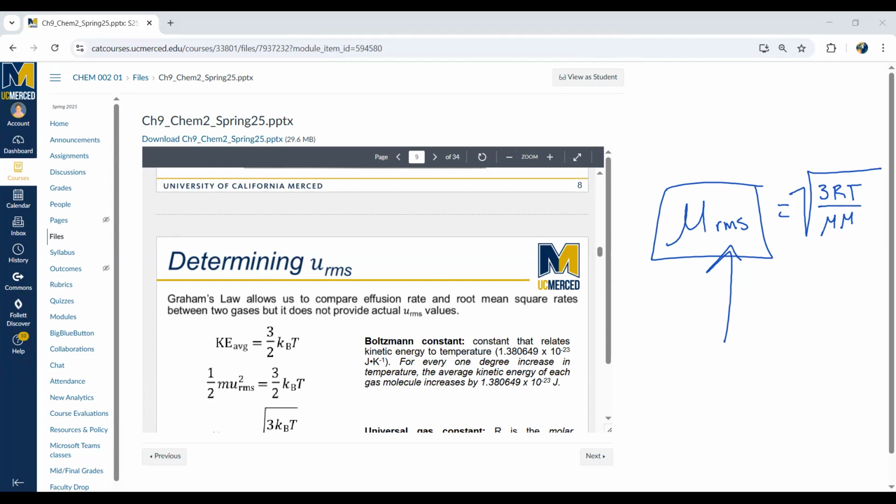So number 1, rank the gases in order of increasing root mean squared. So it's going to be lowest molar mass to highest molar mass. So they're already ranked. They're already in the proper order because of the molar mass. So this one is already the lightest, and this one is already the heaviest. So they're already in order of increasing root mean squared.